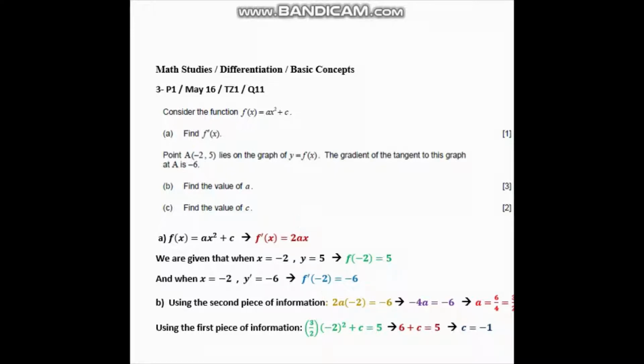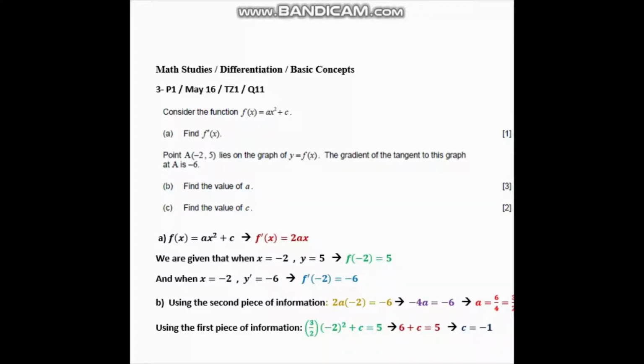And this is what I did in the equation in gold. This is basically a substitution of x in the red equation with negative 2. Then I equate to negative 6 based on the blue equation right there. So I get negative 4a equals negative 6, and I solve for a, getting 3 over 2. So I started with the second piece of information, which is the gradient of the tangent, because this helped me immediately to find the value of a.